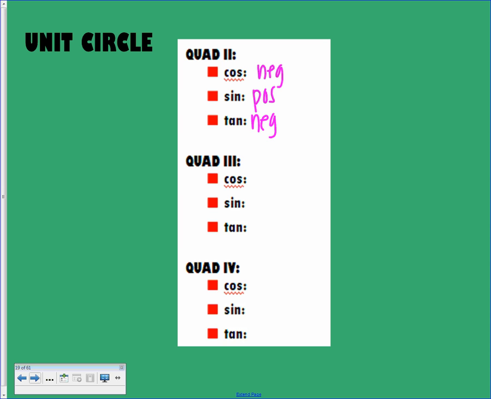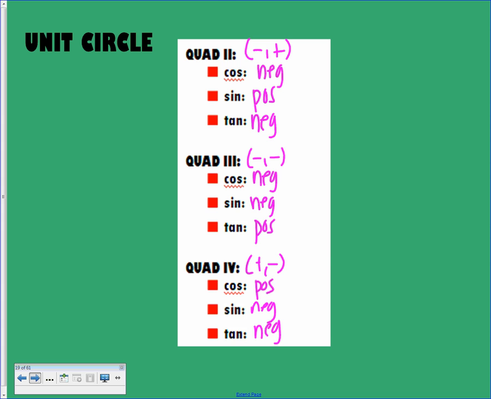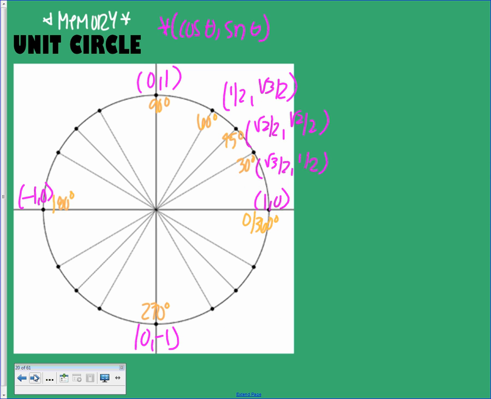a negative. Quadrant 3, your cosine is negative, your sine is negative, because we're dealing here with negative, negative. Quadrant 2 was negative, positive, so negative divided by negative is a positive for the tangent. Quadrant 4 is positive, negative, meaning our cosine is positive, our sine is negative, and then our tangent, when you divide those two, you still get a negative answer out. Okay, so let's go ahead and take a look at our unit circle. This is what we know so far.